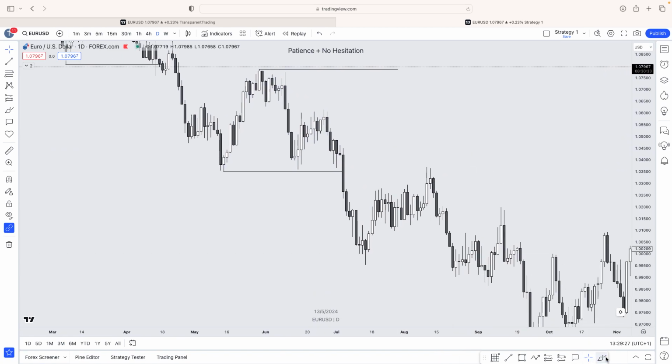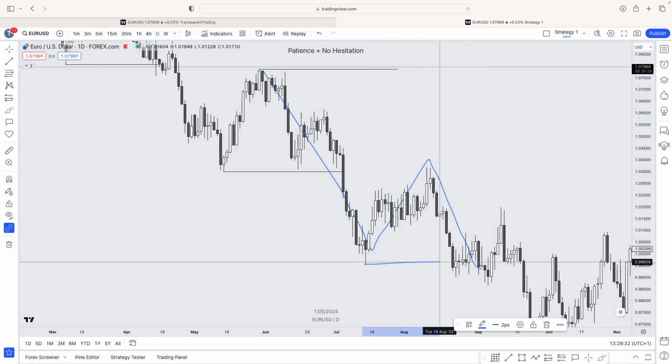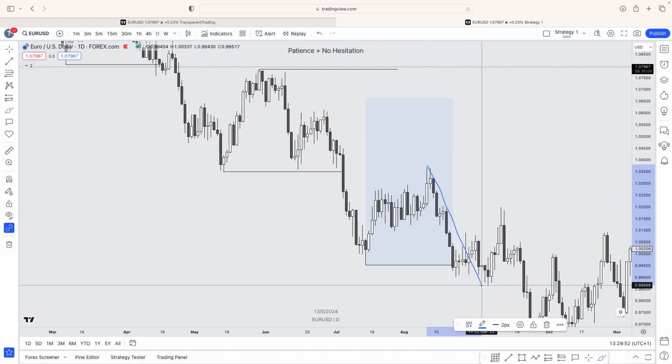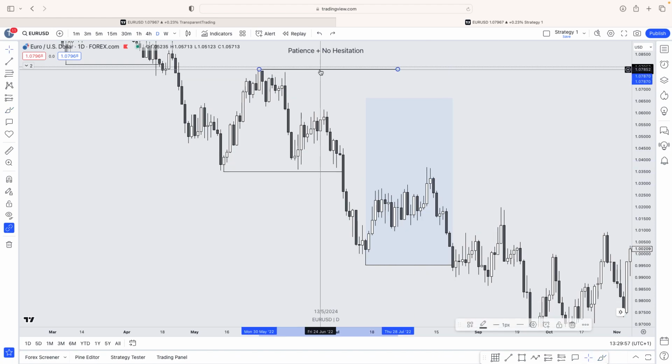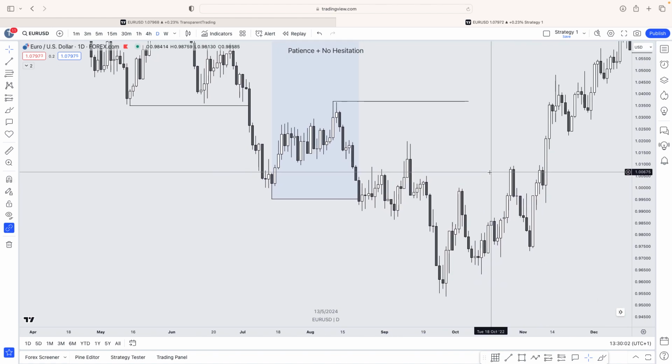Then what do we have? We have a pullback again, right? We have this break of structure, we have a pullback, and then we have a push down, which breaks structure again to the downside, okay? And the process just repeats and repeats and repeats, okay? So this is the break of structure, and then we get our rectangle tool because we need to find our strong high, and we put it across our break of structure line, we pull it up. Where is the highest point within this rectangle that caused this break of structure to the downside? Well, it's obviously this point here, right? And then this strong high is then moved to here, and now we expect this strong high to hold, okay?